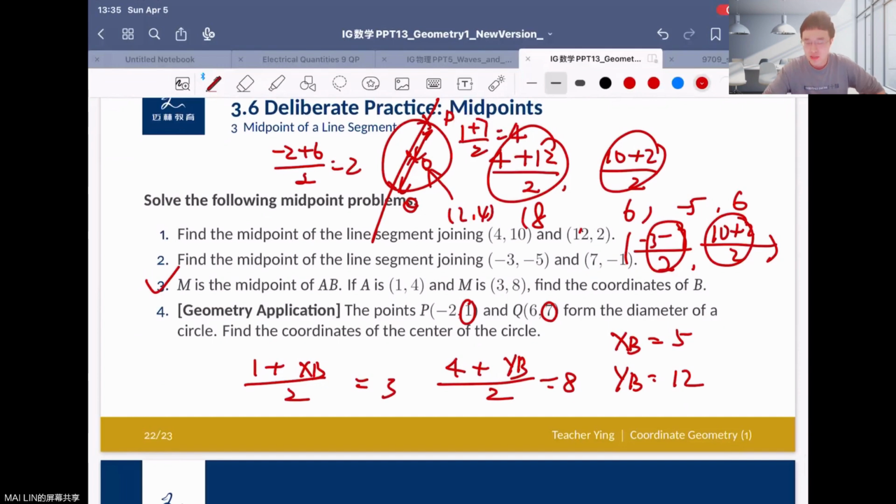Okay, so that's for today's lesson. So we have now reviewed how to find the midpoint. I hope this can help you to do some problems, okay? So that's for today's lesson.